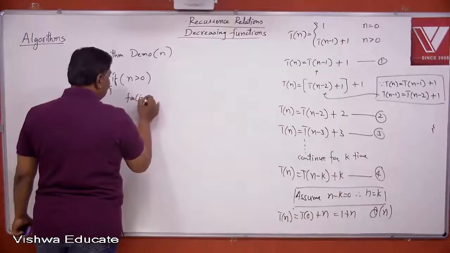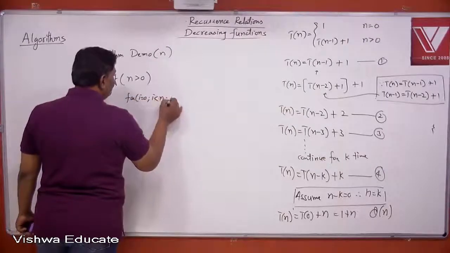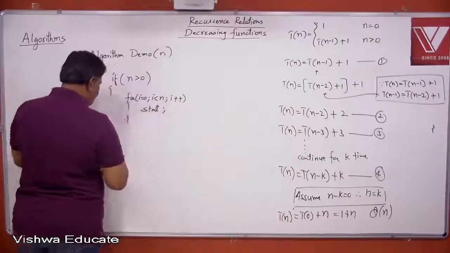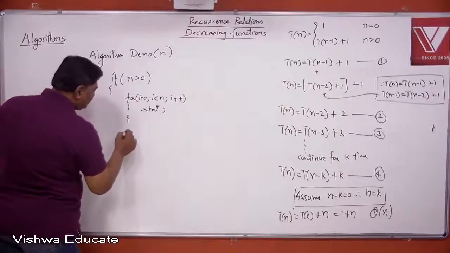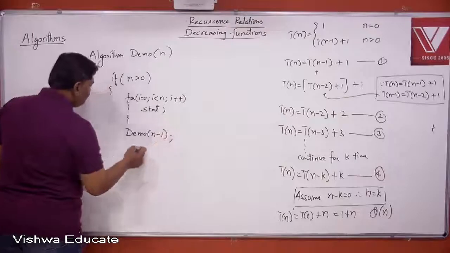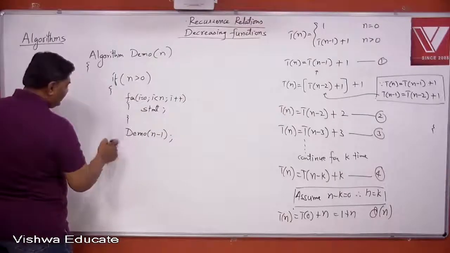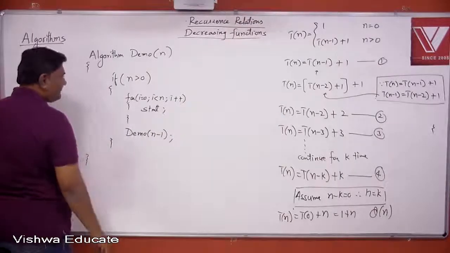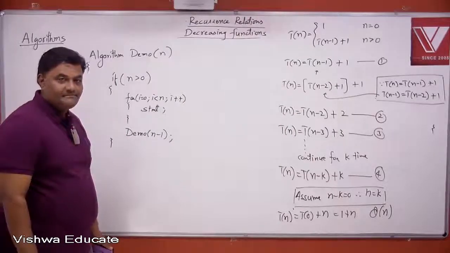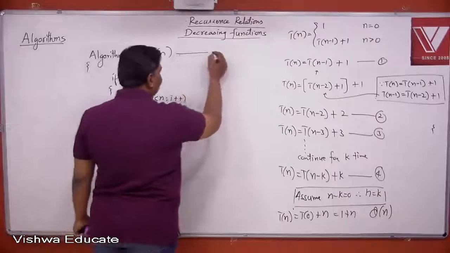Next. For i assigned 0, i is less than n, i plus plus, some statement inside the for loop, then it is calling itself, demo(n-1), outside the for loop, right? Not inside the for loop. What is the time? Let us assume this is T(n).